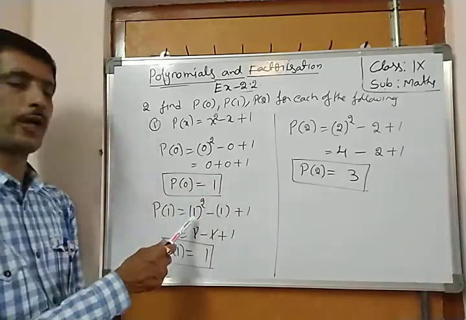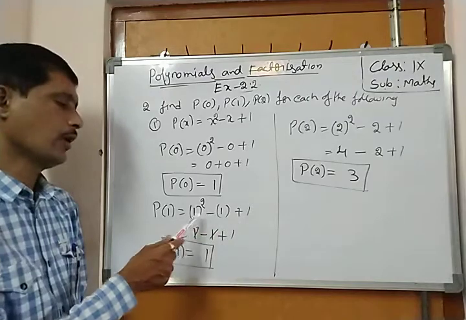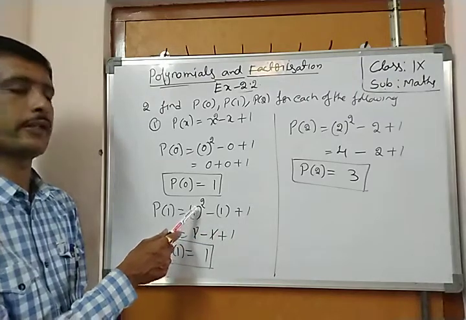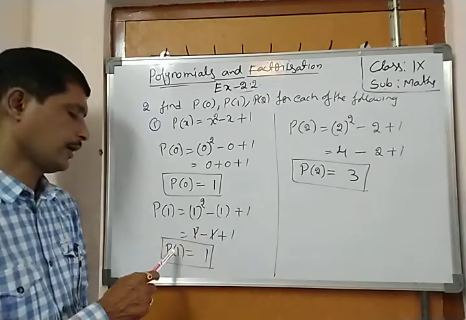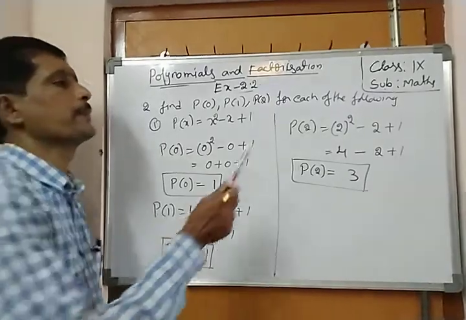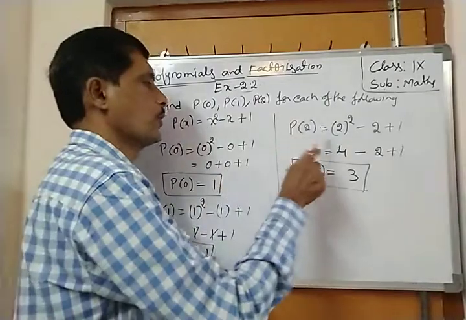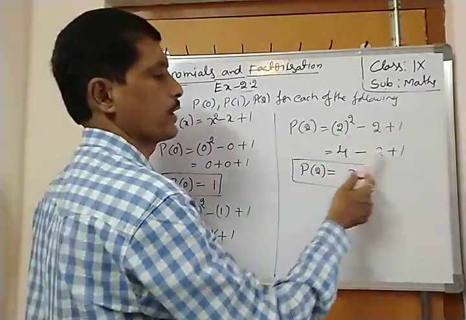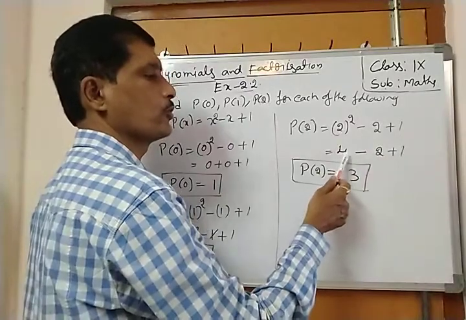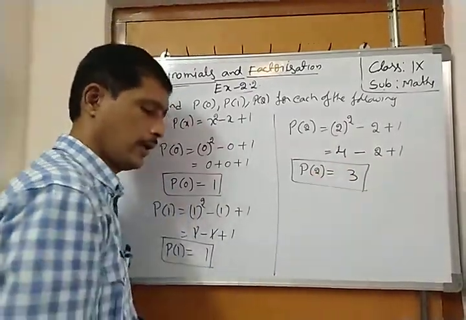P of 1, that is 1 whole square minus 1 plus 1. 1 square, that is 1 into 1, that is 1 only. Here 1 minus 1, both get cancelled, plus 1. Here P of 1 equal to 1. Next P of 2, x is replaced by 2. 2 whole square minus 2 plus 1. 2 square, that is 4 minus 2 plus 1. Here 4 minus 2 is 2. 2 plus 1, that is 3. Next question.